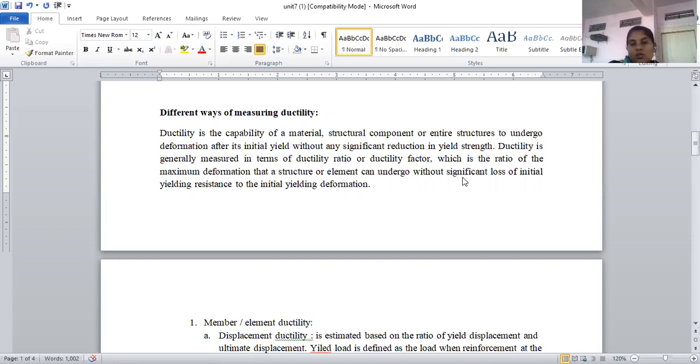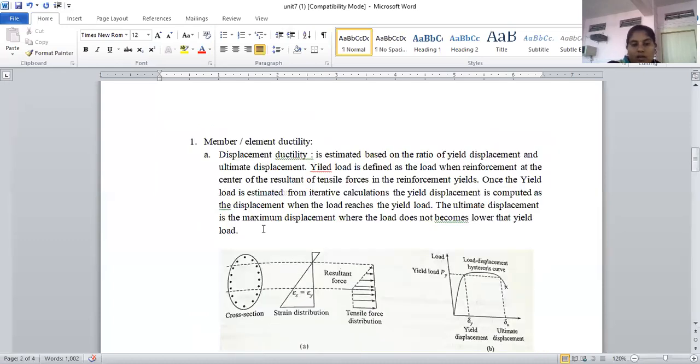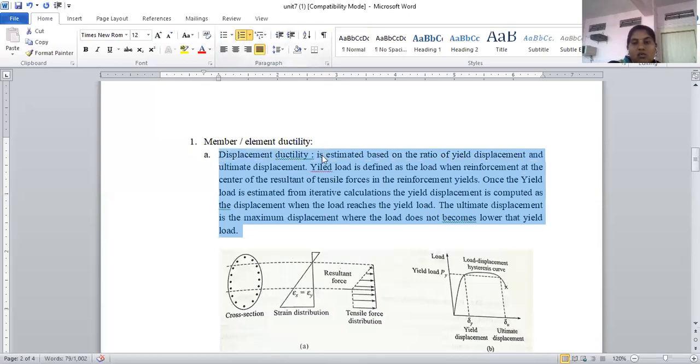Okay. So ductility is measured in three different ways that we'll see. Ductility is generally measured in terms of the ductility ratio or the ductility factor, that is the ratio of maximum deformation of that structure or element which can undergo without significant loss of initial yielding resistance to the initial yielding deformation. So we'll see what these factors are and what different parameters will be considered here for the ductile detailing of RCC members and its measurement.